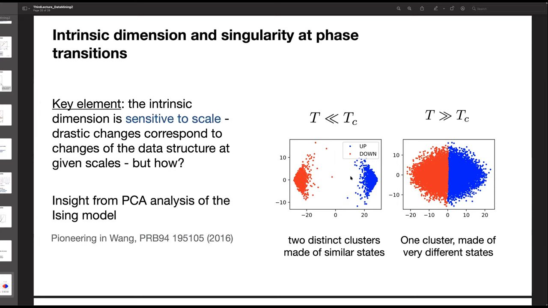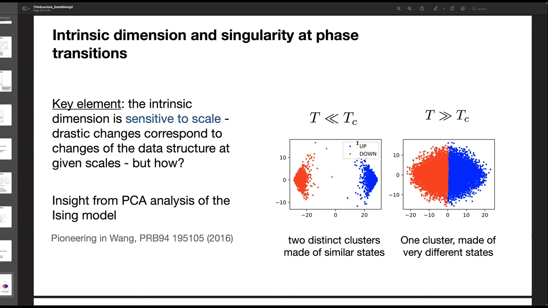So here on the right, you can find the analysis of the two principal components, the two most important components, at low temperature on the left and at high temperature on the right. In addition to the principal components, we are encoding the average magnetization of our points with colors. If the average magnetization is plus, this is blue. If it's minus, this is red.